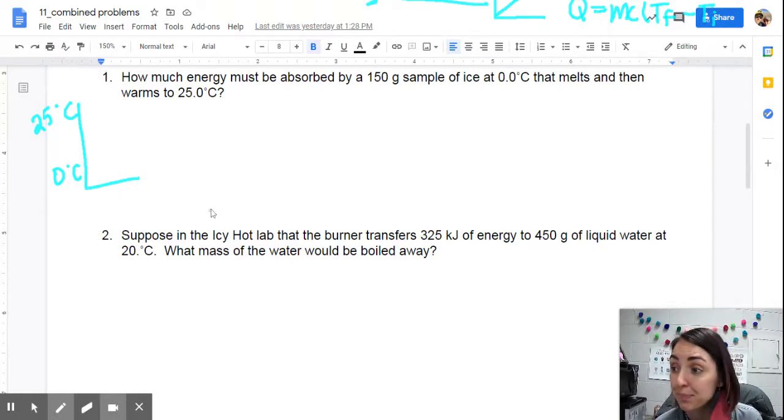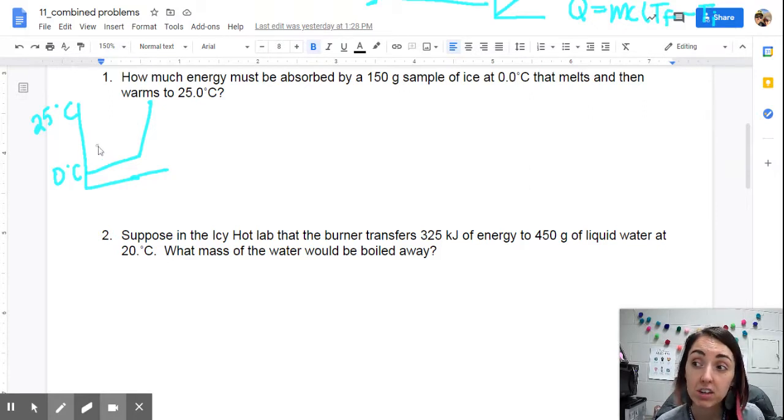So now you're back. It melts. That's a plateau. That's a phase change. And then it warms up. That's a slope. So it goes through a plateau and then a slope, a phase change, and then a temperature change. So it has two regions. So we're going to label this first region here Q1 and the second region Q2.